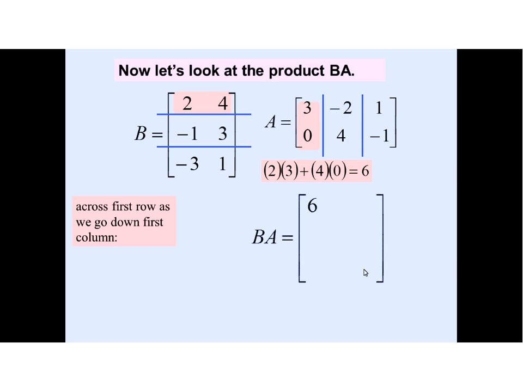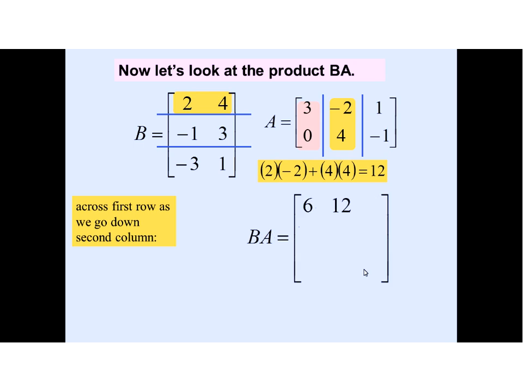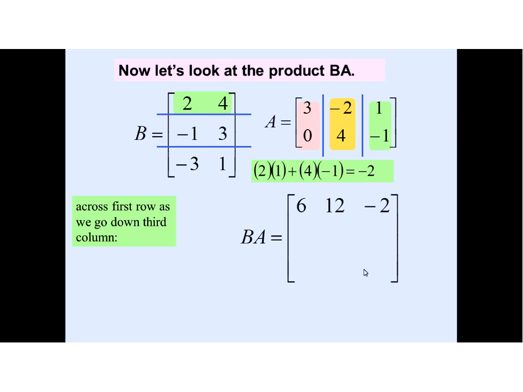Now again, this is the procedure. Now again, I want to multiply across the first row. As we go down the second column, what do we get? 2 into minus 2 and 4 into 4, we get 12. 12 I write over here. Then again across the first row, and we go down the third column, what do we get? We get minus 2.